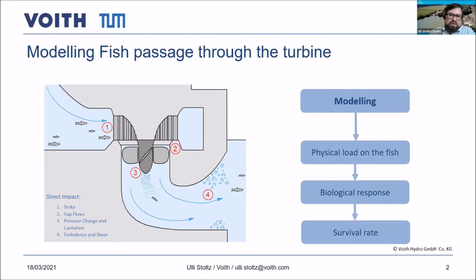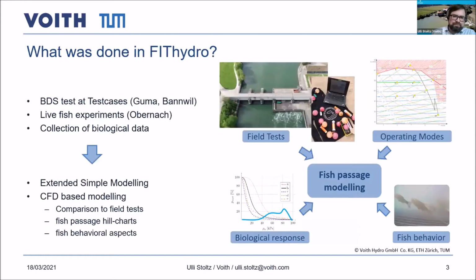So when we want to model what's happening for the fish through the turbine, we first have to know the physical load on the fish. Then we need the information on how the fish can handle those loads. And finally, out of this, a survival rate can be estimated.